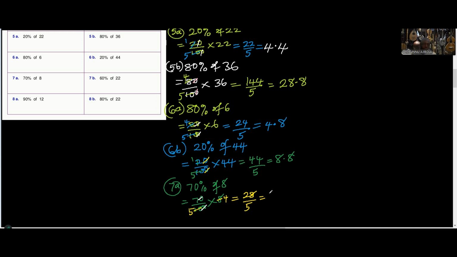Four. That's 5. Five, 5, yeah, which is 25, remainder 3. How many 5s in 30? That's 6. So the next one, 7b.